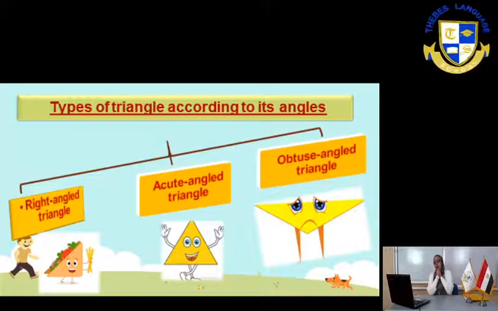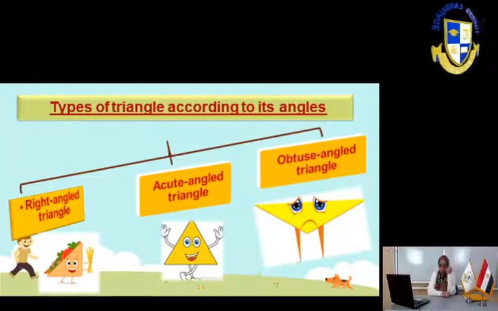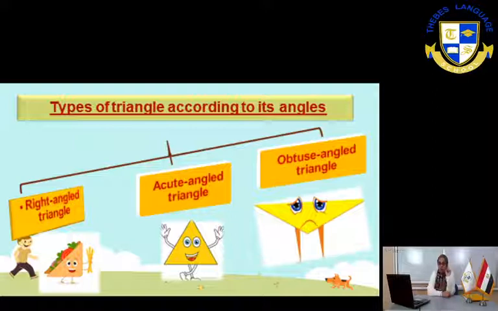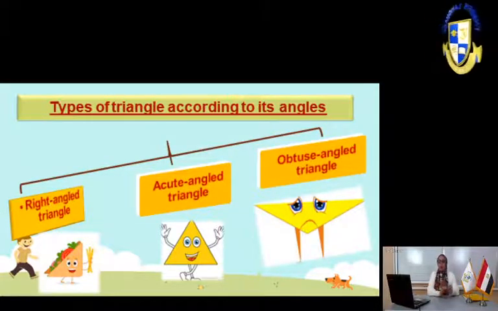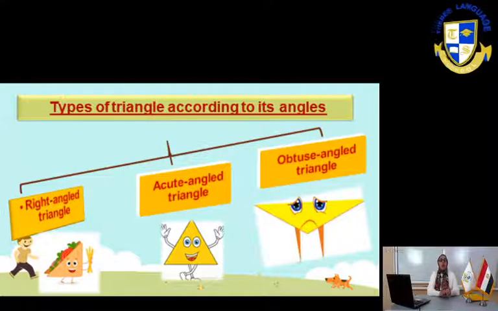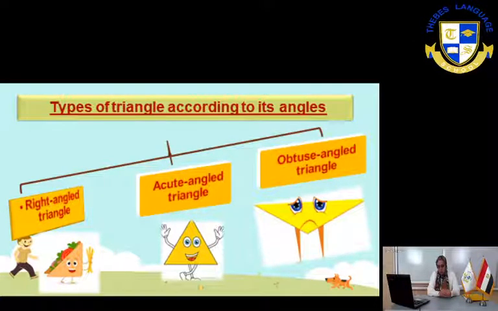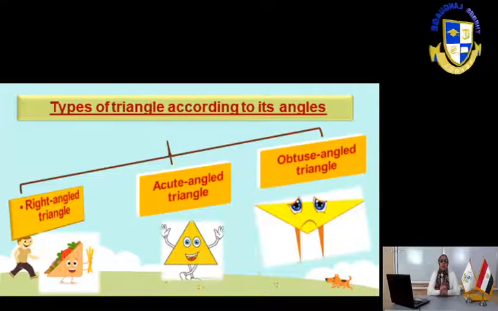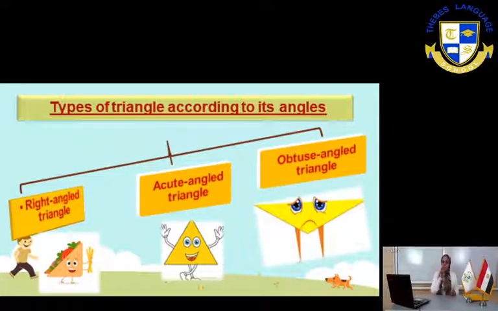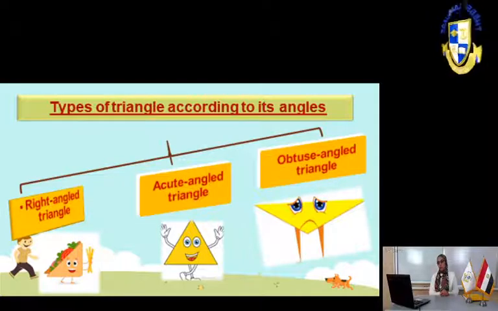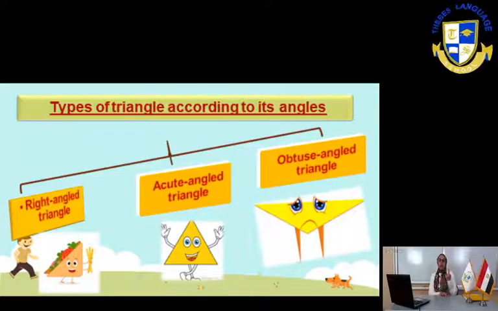So, the triangle which has just one right angle, equal to 90 degrees, the type of this triangle will be right angled triangle. Right angled triangle. And if all the angles are less than 90, this triangle, its type will be acute angled triangle. If all angles are less than 90. And the last one, if we have one angle more than 90, so this triangle will be obtuse angled triangle.